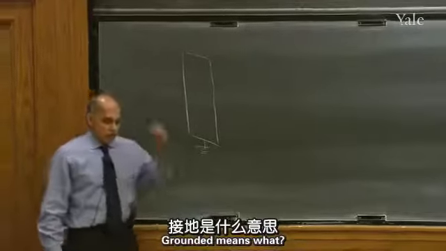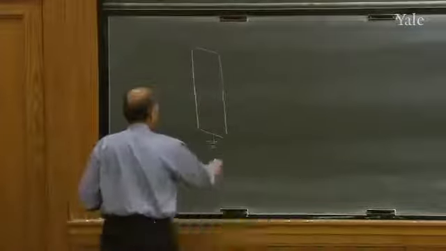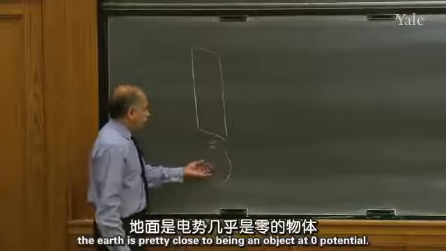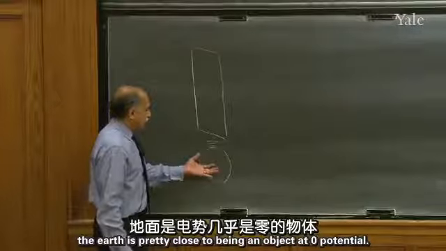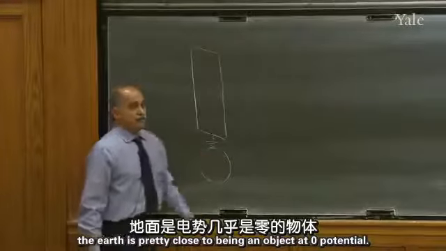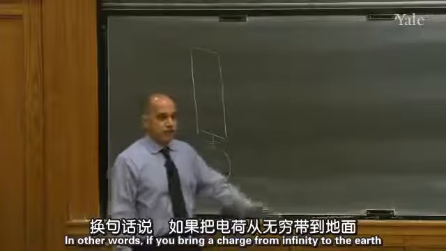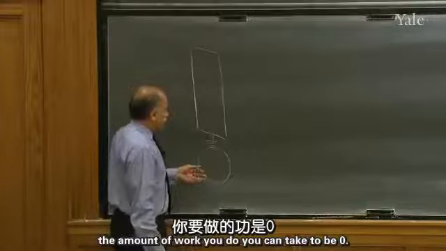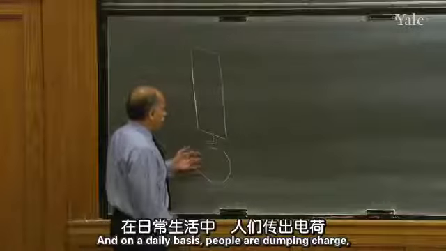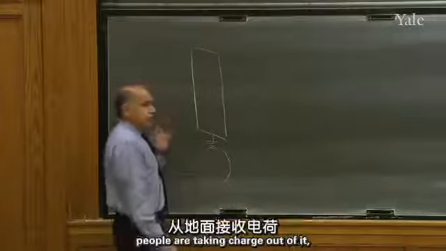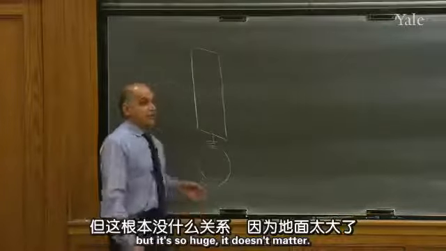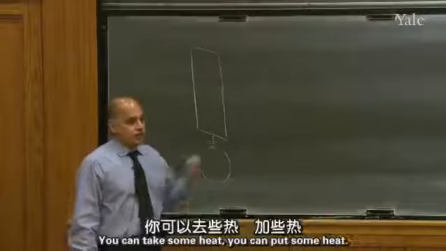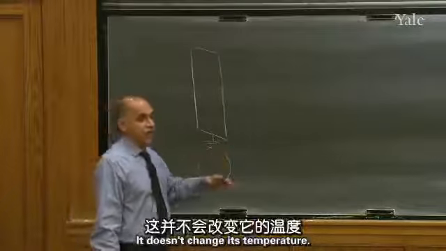Grounded means what? You take a wire and you connect it to the earth. Now, the point of connecting to the earth is that the earth is pretty close to being an object at zero potential. In other words, if you bring a charge from infinity to the earth, the amount of work you do, you can take to be zero. And on a daily basis, people are dumping charge, people are taking charge out of it, but it's so huge, it doesn't matter. It's like one of the reservoirs you study in thermodynamics. You can take some heat, you can put some heat, it doesn't change its temperature.